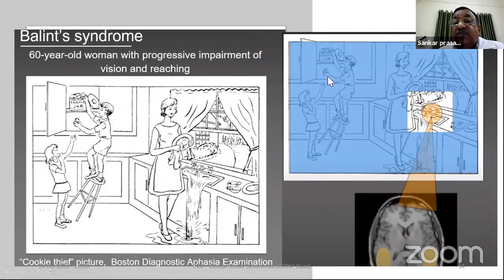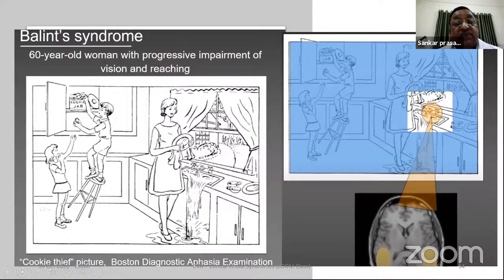See, if you ask them to describe the cookie thief picture of the Boston Diagnostic Aphasia Examination, where this boy is stealing a cookie and giving it to his sister, she is washing dishes and water is overflowing here, they will not be able to describe the whole picture, but only a part of it. And this is Balint's syndrome. That is a visual association area damage which can be seen in the CT scan here. You can see that very nicely.